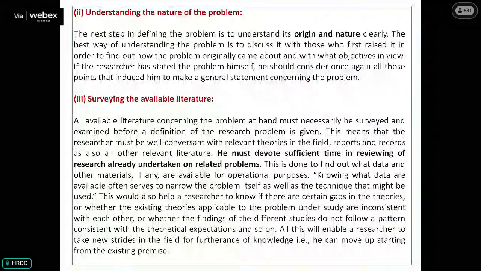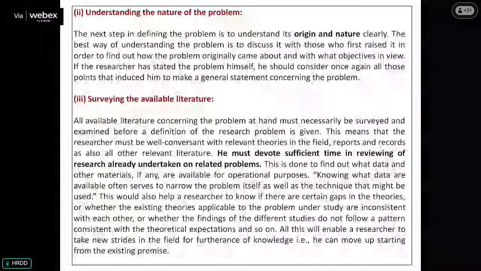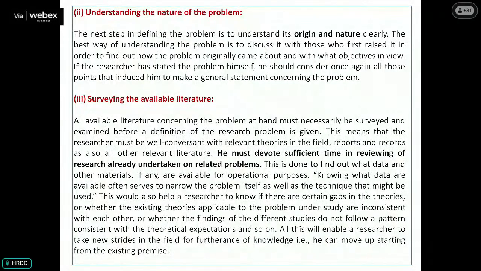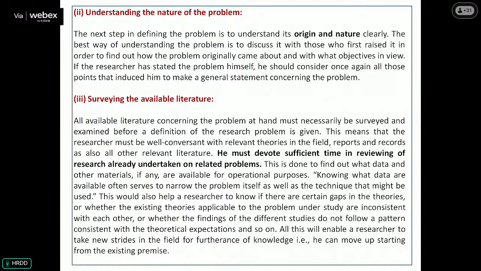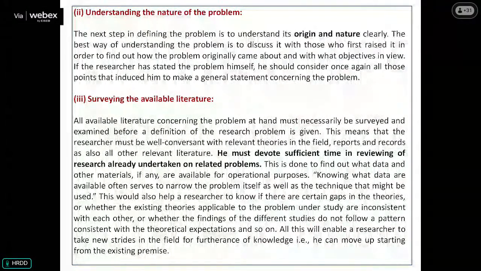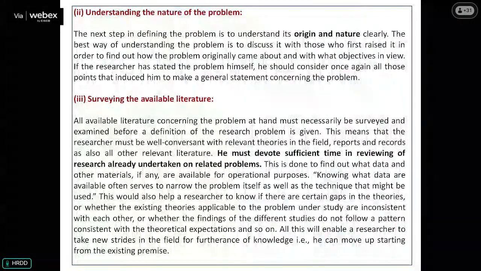Because you are from academics, although you have done projects and understand a lot, you'll still be shifting completely to experimental or theoretical work. Okay. This would also help a researcher to know if there are certain gaps in theories, or whether existing theories attributable to the problem under study are inconsistent with each other. So somebody has said that cobalt 60% is going into A, 40% is going into B, like that. But you can prepare a material with the reverse. So whether you can do that, that is possible. All this will enable a researcher to take new strides in the field for furtherance of knowledge. That is, he can move up starting from the existing premise. So this is what we are telling about it.